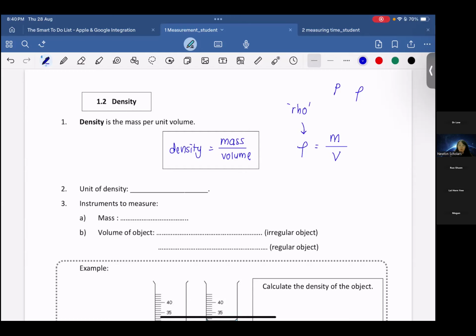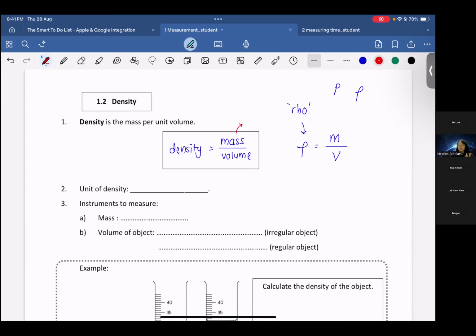Okay, the unit for density. Basically, we don't need to memorize, dear. Physics is we study smart, okay? We can get the unit from the formula. Why do I say so? Look at this, mass. Mass unit is in SI unit. Now I'm talking about SI unit first.